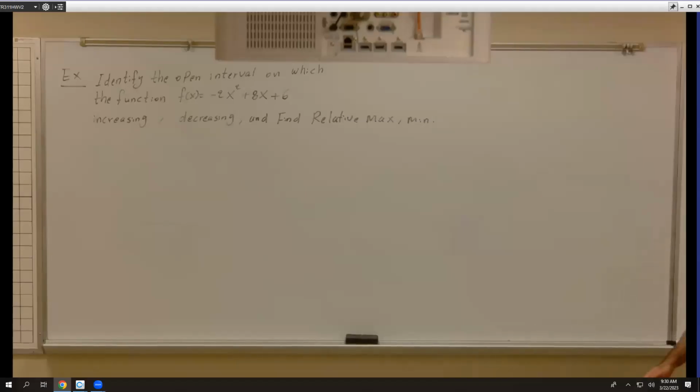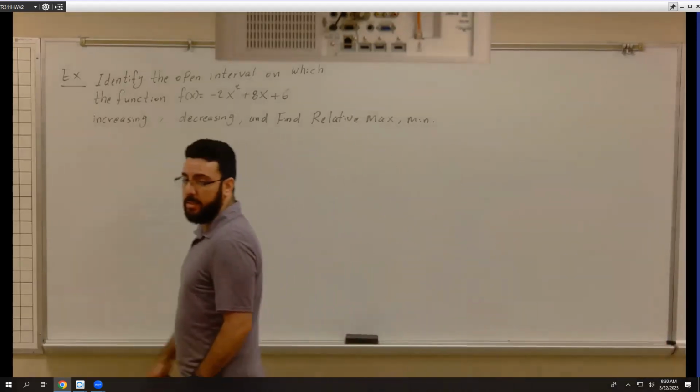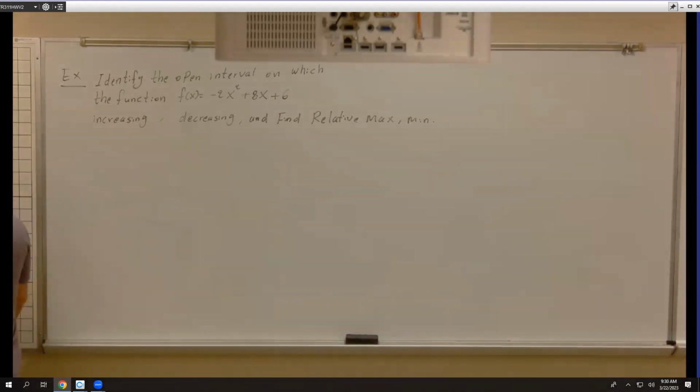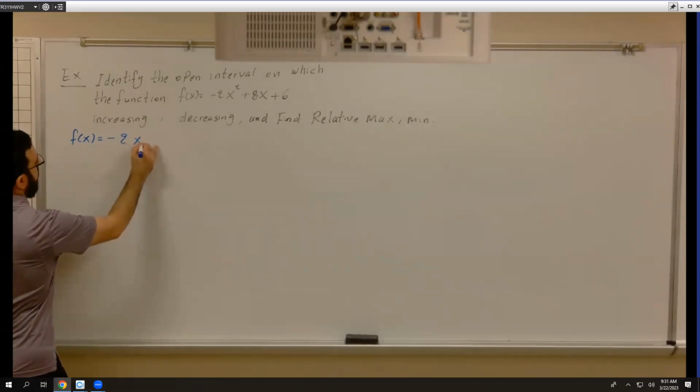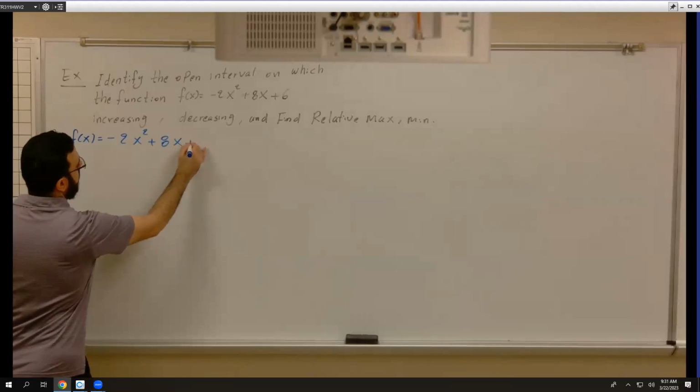Find the open interval on which the function f of x equals negative 2x squared plus 8x plus 6 is increasing or decreasing, and find the relative maximum and minimum. The first thing, I'm just going to find the critical numbers. That means f of x equals negative 2x squared plus 8x plus 6.